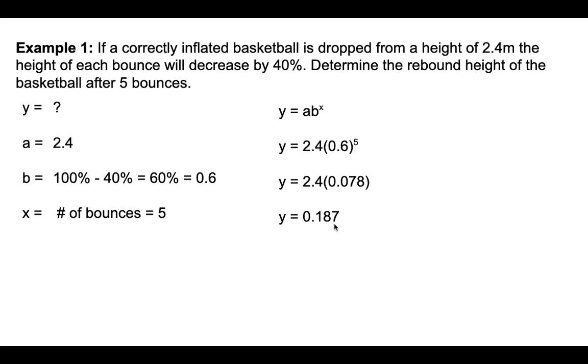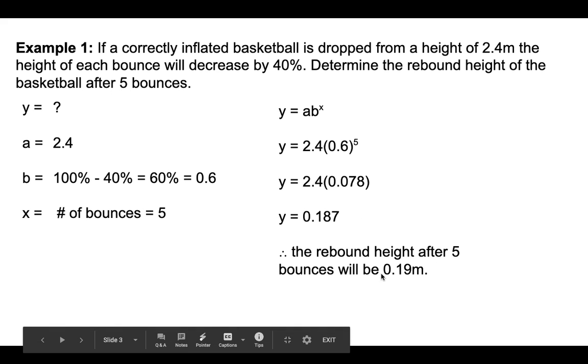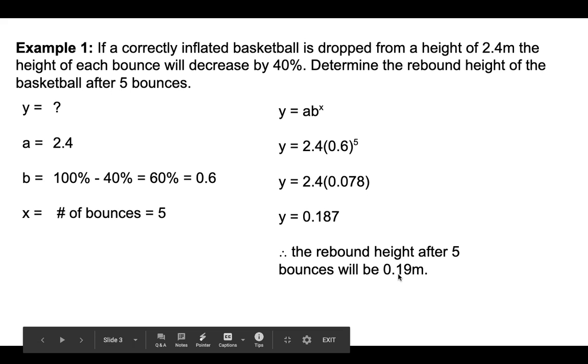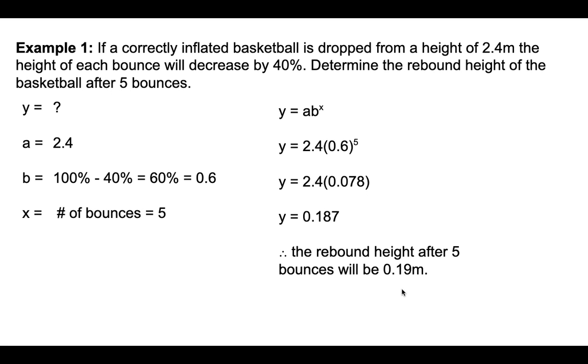So this is 0.187, but don't forget we need to write a therefore statement and we need to know the units. Well, the original height was in meters, so that means the final height is also going to be in meters. So therefore the rebound height after 5 bounces will be 0.19 meters. I just rounded it to 2 decimal spots because over here we had 2 digits in our original amount. I'm not going to be too worried about your rounding in these types of problems. Okay, so that's the first example. Let's do a couple more.